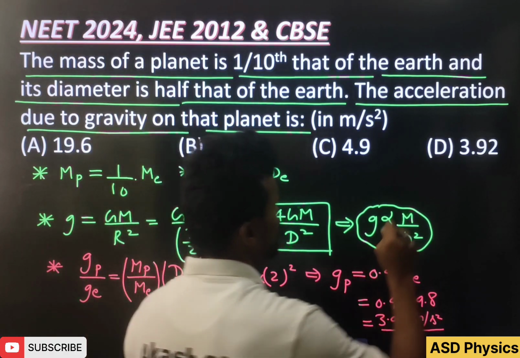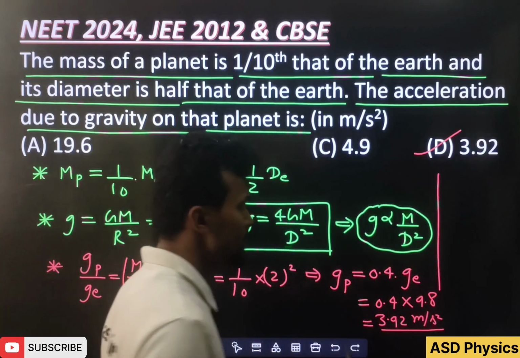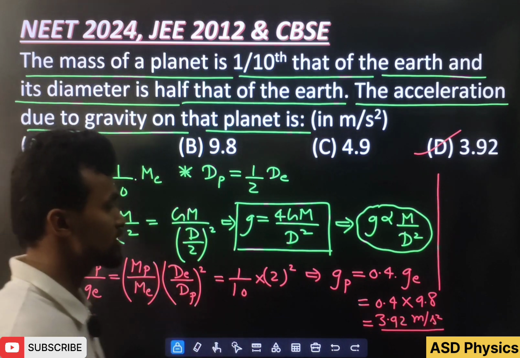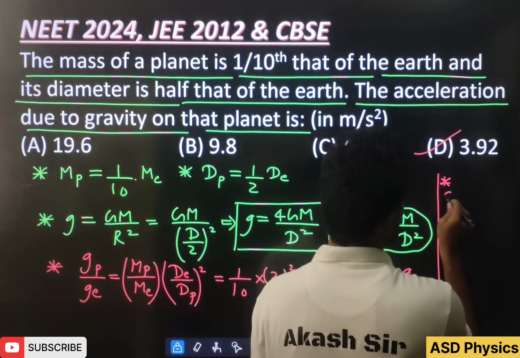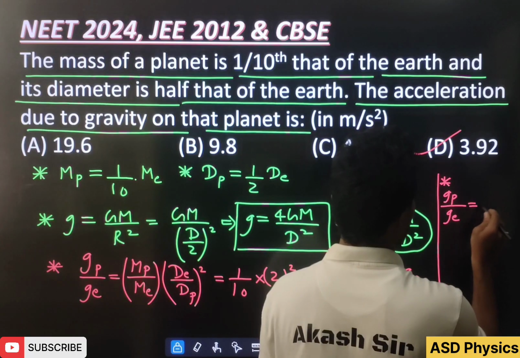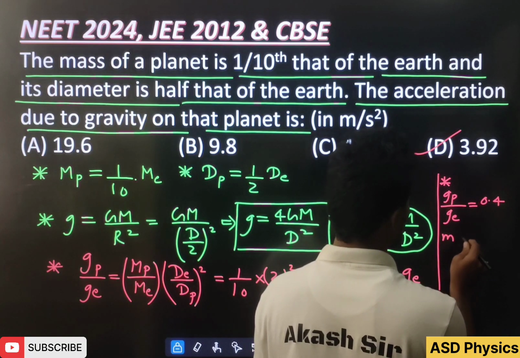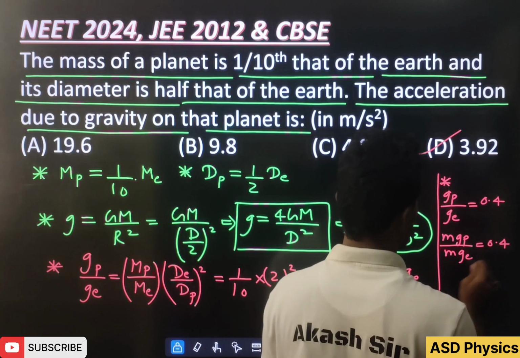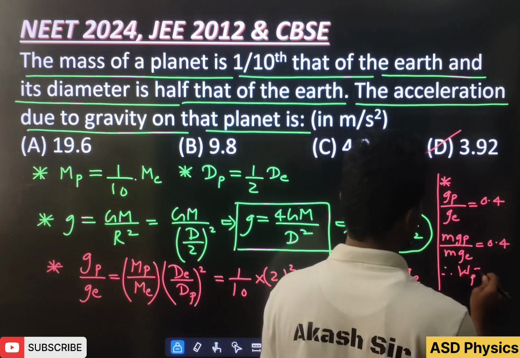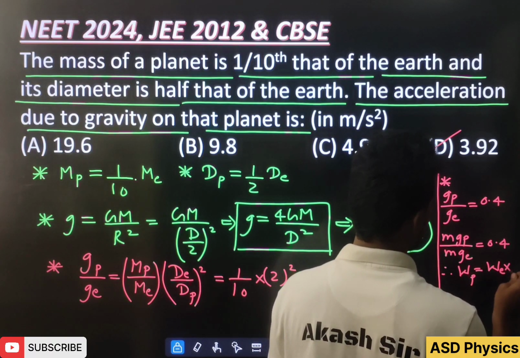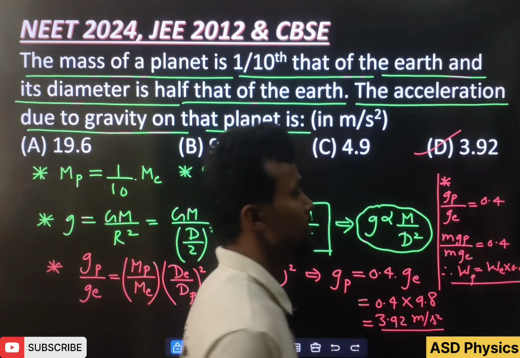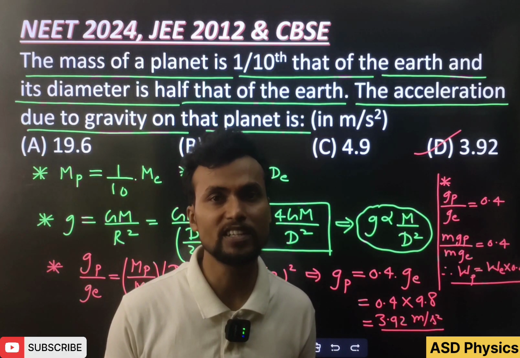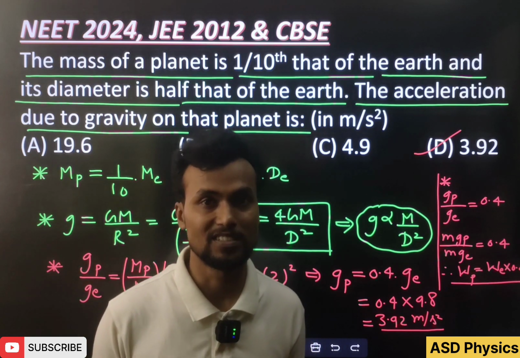So which option is correct here? The correct option is option D. If in case, instead of gravity, they asked weight, you know very well GP by GE is coming 4 by 10, so GP by GE is 0.4. I will just multiply with the mass of the object, mgp by mge is equal to 0.4. So what is the weight? The weight on Earth into 0.4. So sometimes if they are asking weight, you have to just see by what factor gravity will change, and in the same factor weight will also change.